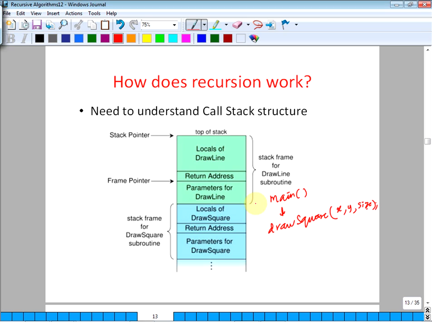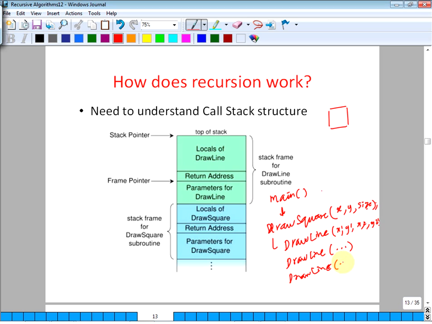Draw square will likely invoke draw line 4 times, right? Because to draw a square, you draw one line, second line, third line, fourth line. So we are assuming that it's going to use draw line 4 times. That's a string naming convention. This guy is going to invoke draw line with different parameters. Let's say it uses the end points, so x1, y1, x2, y2, something like that. It computes x1, y1 and all that. So it's going to do draw line 4 times with different parameters.